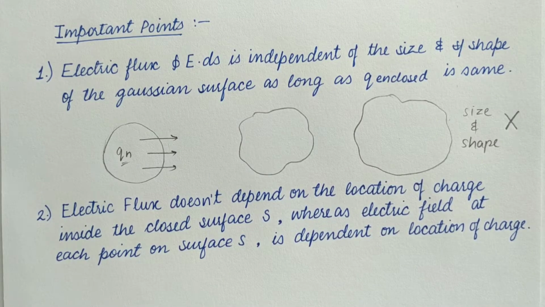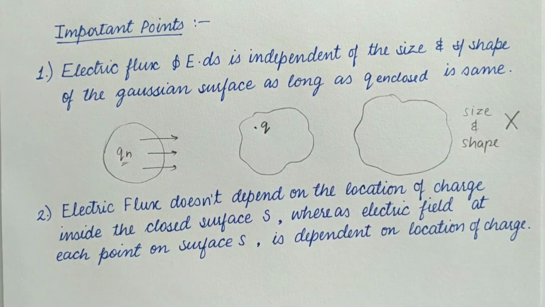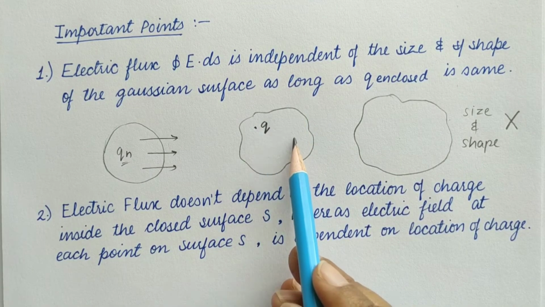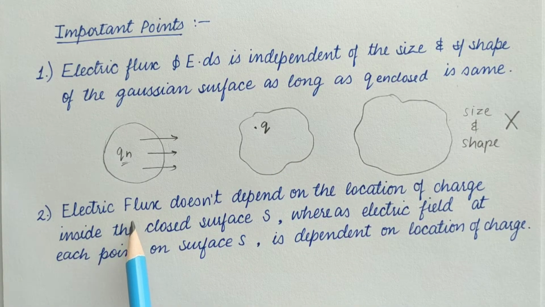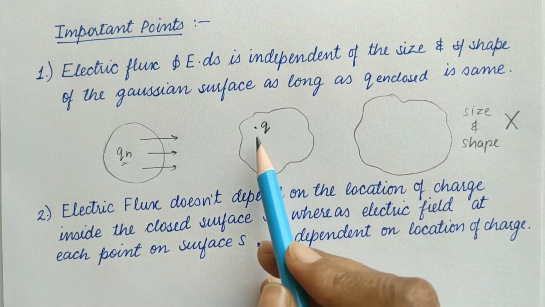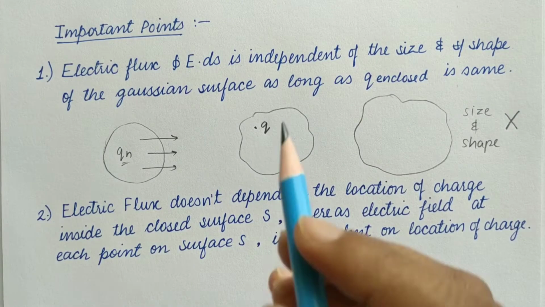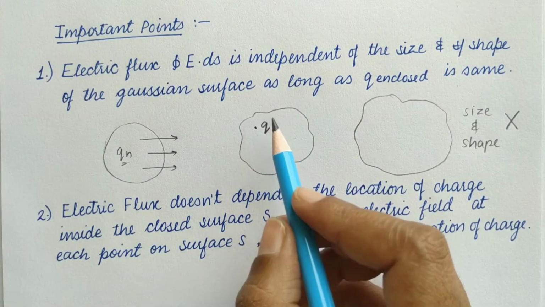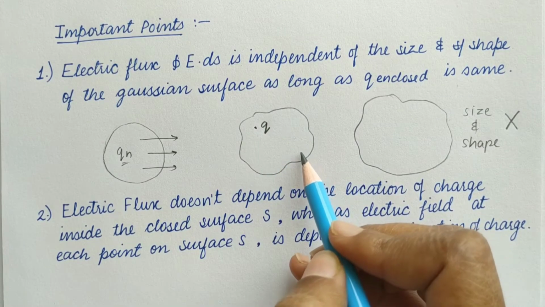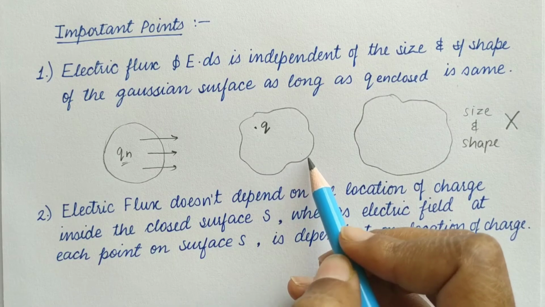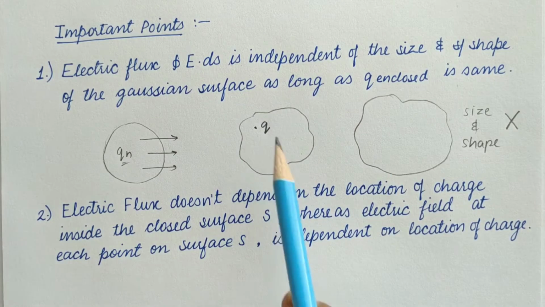Here we are talking about the location. So suppose we have a point charge Q here. So no matter whether we have the charge here or at this point or at this point, it will produce the same amount of the electric flux. Means electric flux doesn't depend on the position of the charge. But electric field depends, because if we have charge here, then the intensity of the electric field will be maximum over here, and if we have charge here, then electric field intensity would be maximum over here. So flux is independent of the location.